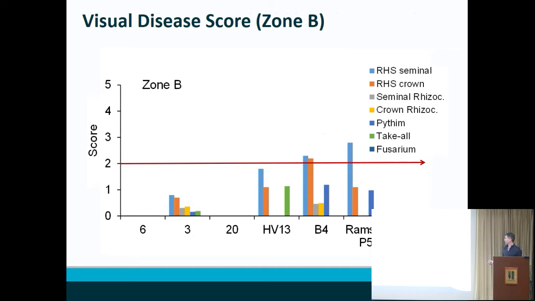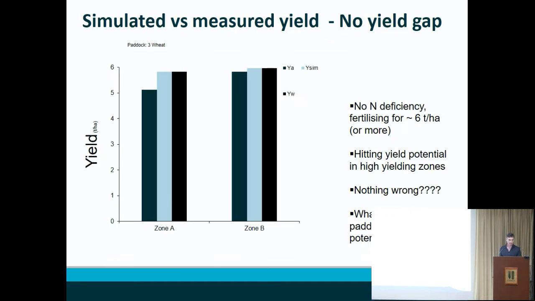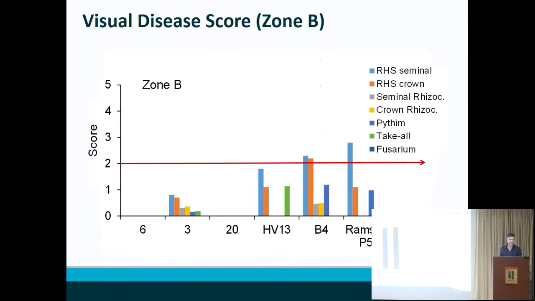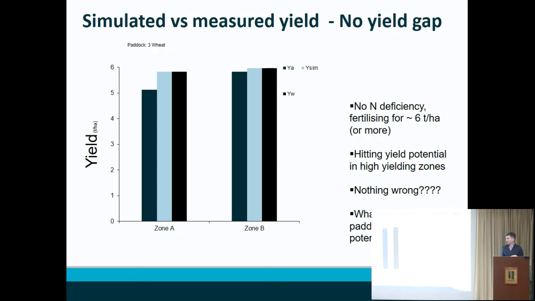We have the visual disease scores as well in other fields. So this is zone A and zone B. And again, we're able to explore whether the diagnostics of weeds changes from one zone to the next. Moving on from a paddock that does have damage.